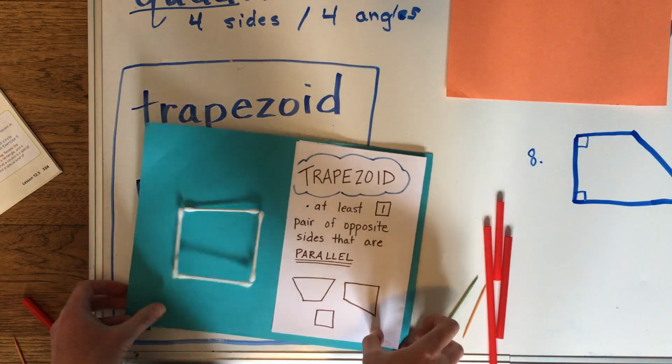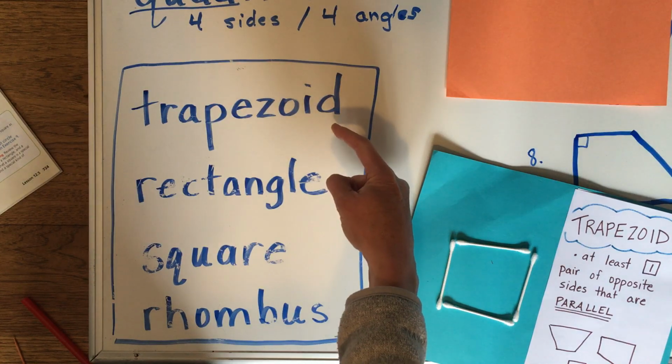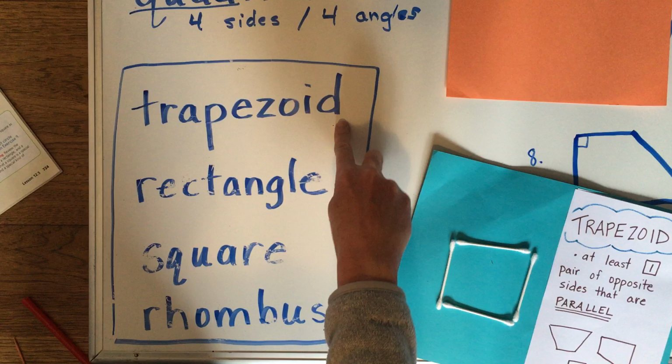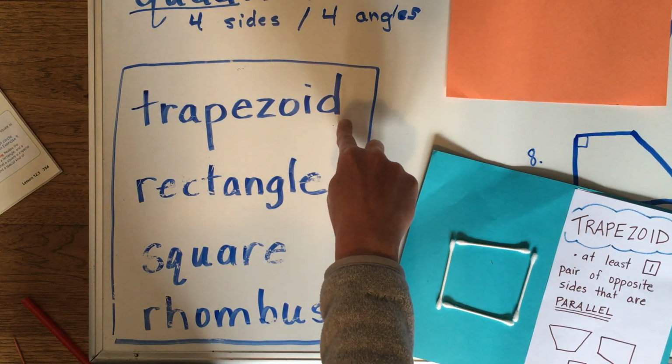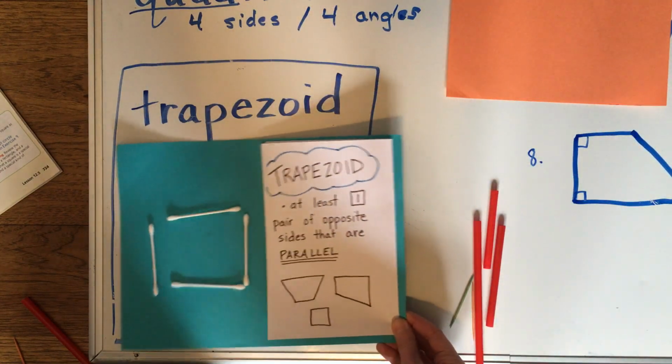So we're going to notice, sorry, it's erasing. A trapezoid is not as specific. A rectangle is a trapezoid, and a square is a trapezoid, and a rhombus is a trapezoid, because they all meet that one qualification.